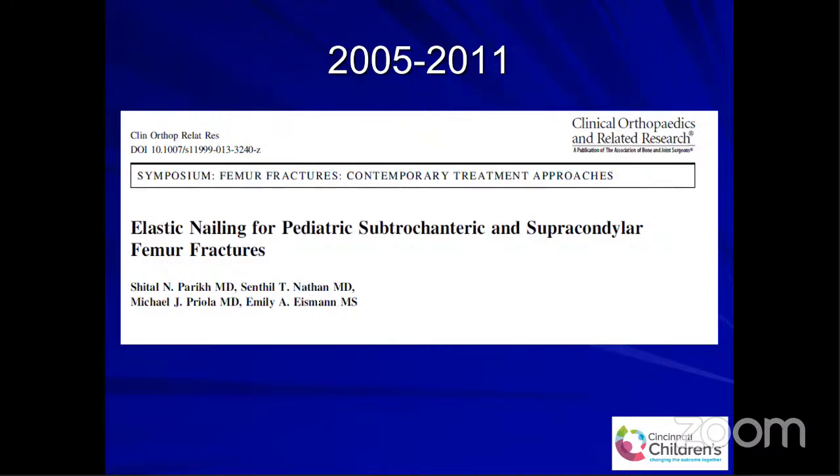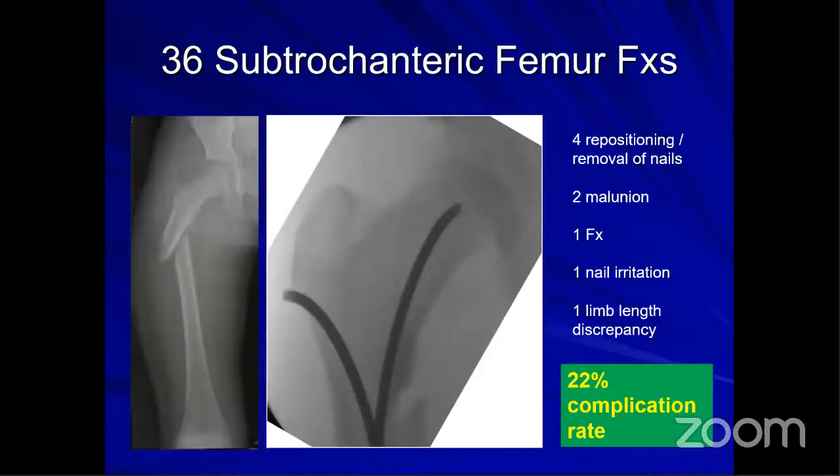We looked at our pediatric subtroch and supracondylar femur fractures with elastic nailing. For the subtroch fractures, we had 36 subtroch fractures that we treated with elastic nailing. We had 4 head-to-head reposition or removal of the nails, 2 malunion, 1 iatrogenic fracture, 1 nail irritation, 1 limb length discrepancy. So pretty high complication rate, like 22%. We still do it. We have improved.